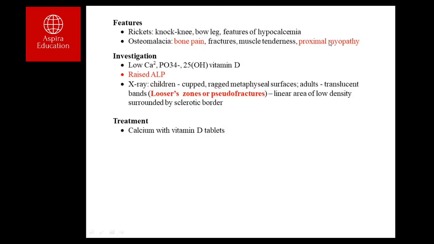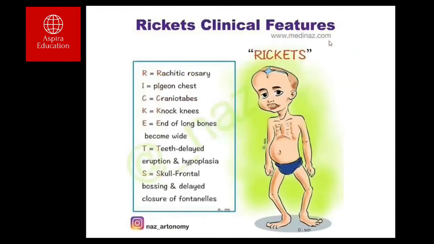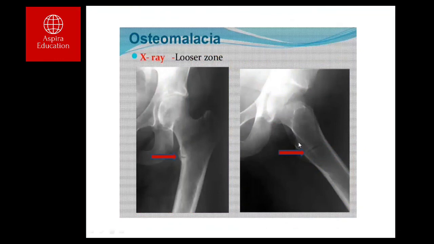X-ray will show a definite feature in children and some feature in adults. What's common in adults is what's called the Looser zone or pseudofracture. Basically, these are linear areas of low density surrounded by a sclerotic border. Let me show this. This is a Looser zone. This is an X-ray of a hip, an anteroposterior view where we can see the head of the femur, the neck of the femur, the greater trochanter, the lesser trochanter, and the intertrochanteric crest. What you are able to see here is a small fracture.